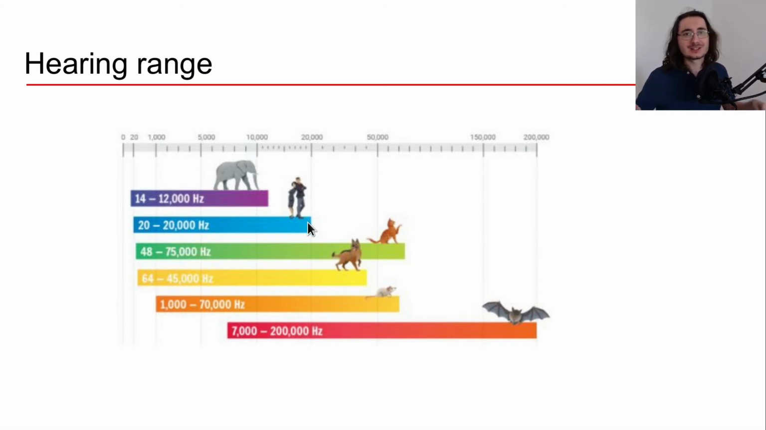The frequencies that we humans call ultrasounds, just because everything is anthropocentric, so what goes beyond the highest frequency we can hear is called ultrasounds. And basically both cats and dogs, and definitely bats, can hear ultrasounds.